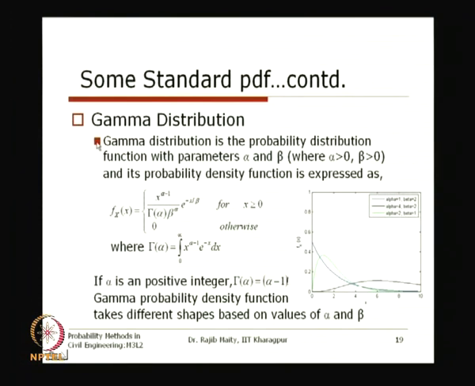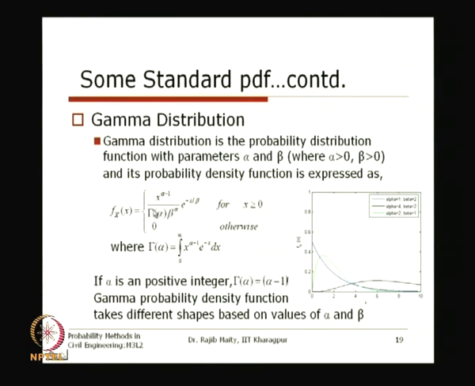The third example that we are giving is the gamma distribution. Again this is a two parameter distribution. The parameters are alpha and beta. This is the form of the distribution, with one parameter alpha and another parameter beta, and this is the gamma function. The gamma function is defined by this integration form, and if alpha is a positive integer, then this form can be proven.